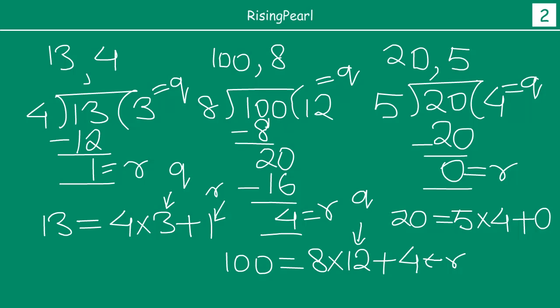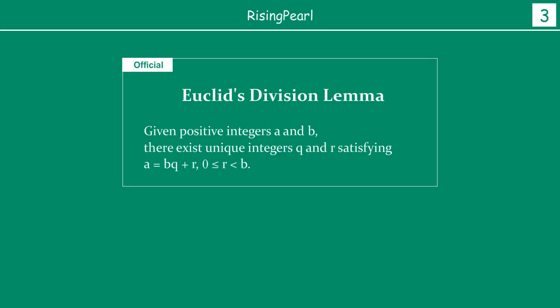And friends, that takes us to the official definition of Euclid's division lemma. Euclid's division lemma states that given positive integers a and b, so if I have two positive integers a and b, there exist unique integers q and r, q for quotient, r for remainder, satisfying a equals bq plus r, where r is greater than or equal to 0 but less than b.